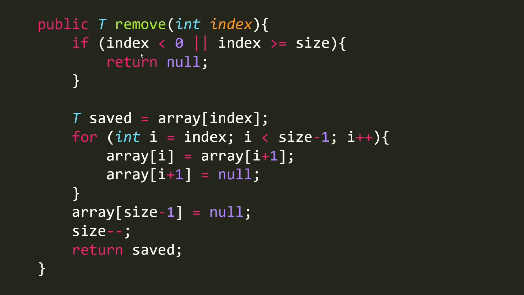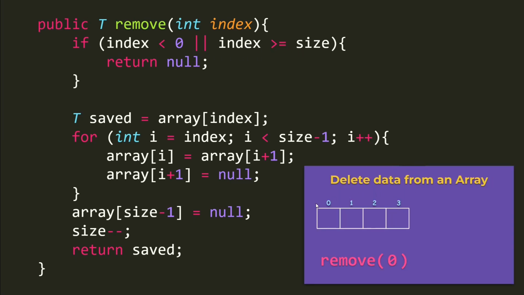So if index is negative, or if the index is greater than or equal to size, then don't remove anything, just return null, because these indexes are out of bounds. Now, let's say we have an empty array, and we want to remove at index 0. Well, obviously there's no data, so it should return null.